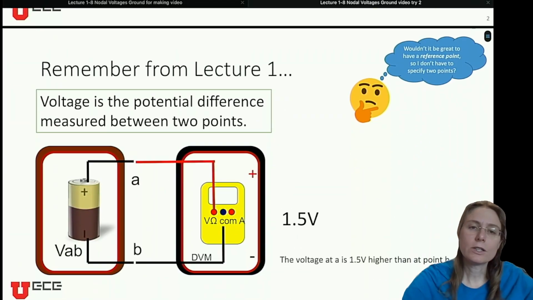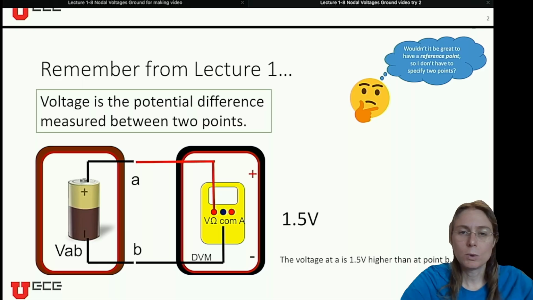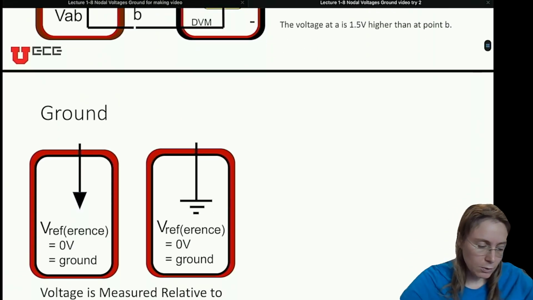If you remember from lecture 1, we learned that voltage is the potential difference measured between 2 points. One of the key things was we needed 2 points to measure a voltage difference. But wouldn't it be nice to just set a reference point so we don't have to keep referring to 2 points? Just like when we talk about elevation, we have a single number referenced to sea level. So we can do that with circuits, and we call that ground.